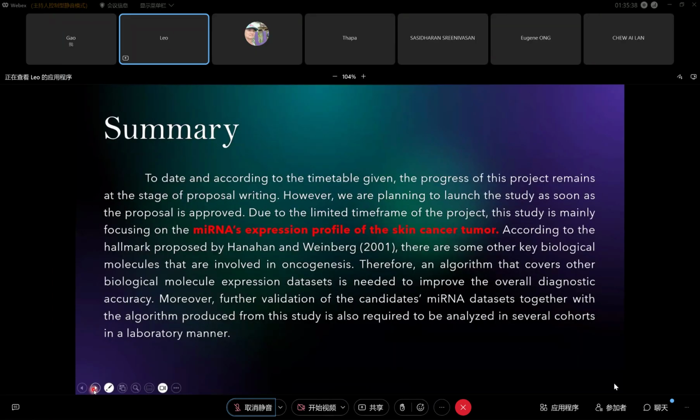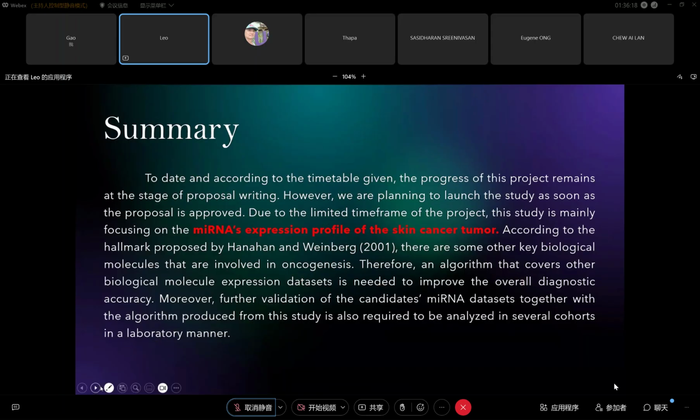So, in summary, at this stage I'm still at proposal writing. Due to the limited time frame of this project, the study is mainly focusing on the mRNA expression profile of skin cancer tumor. In the future, as I talked with the company, they say that if we are able to complete these very fundamental things in a short time frame, maybe we could proceed with the downstream process. But I'm still not sure what to do in the downstream process.